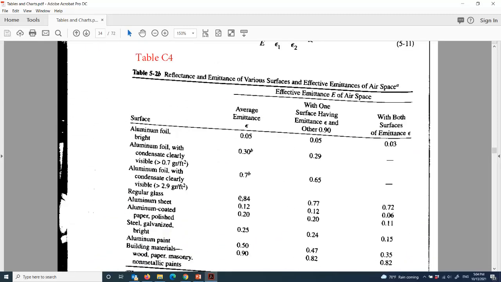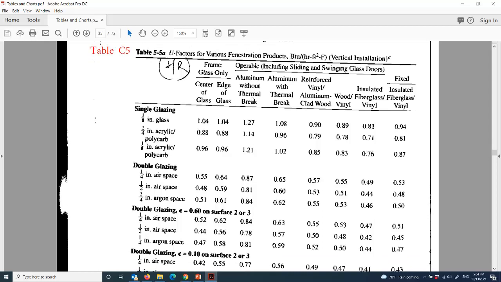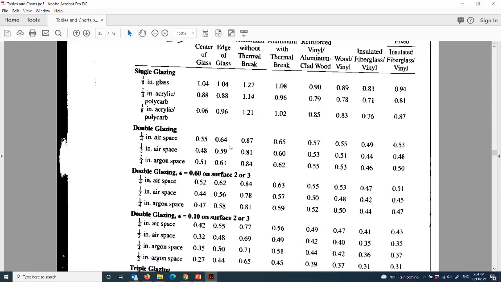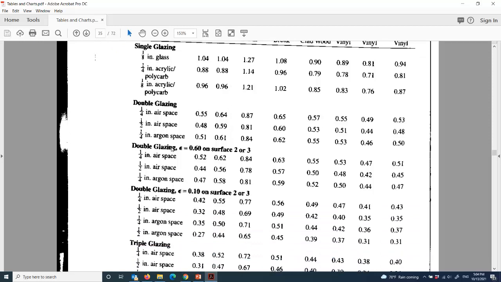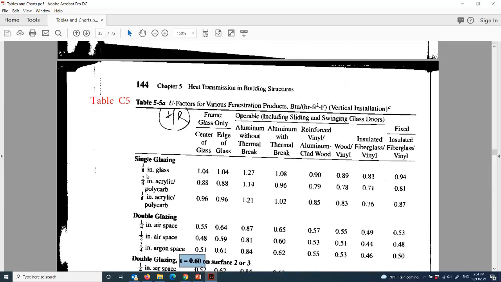Then for windows, you'll go to table C5. The glazing: these are the U values right here. That's BTU per hour foot square Fahrenheit, so it says U factor or U value. Then before reading these numbers, you have to decide if it's single glazing with different thicknesses, double glazing with some given emissivity, double glazing, triple, etc. Then which value you need to read about the frame.